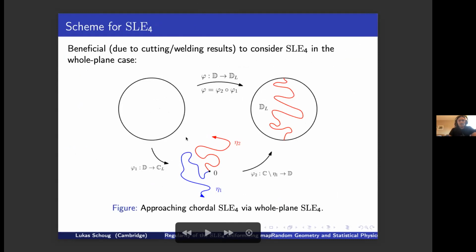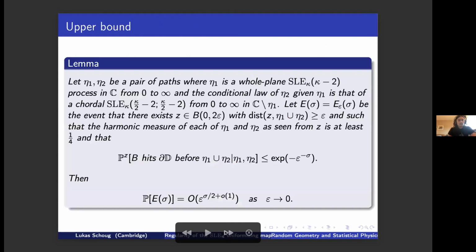And this is fine now, because we know that we have this kind of welding result for this whole plane SLE4. So now we want two types of bounds. This is what I call the upper bound, because this is what gives us the upper bound in the theorem. And the next one gives the lower bound.